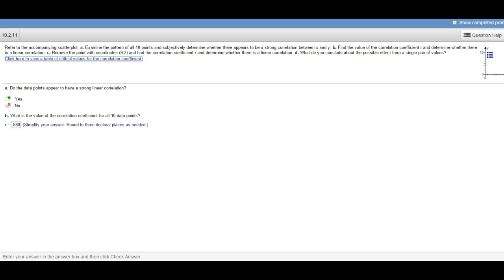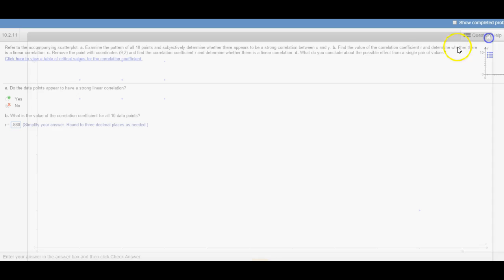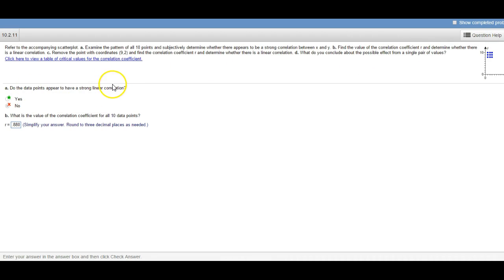Hello Stats class, this is a question from our chapter 10.2 homework, and it's asking us to look at these 10 points here. I'm going to blow this graph up so we can see it. So these 10 points, there's 9 right here, and then there's one more down here in this corner. And the question is asking us, first of all, do we see strong linear correlation?